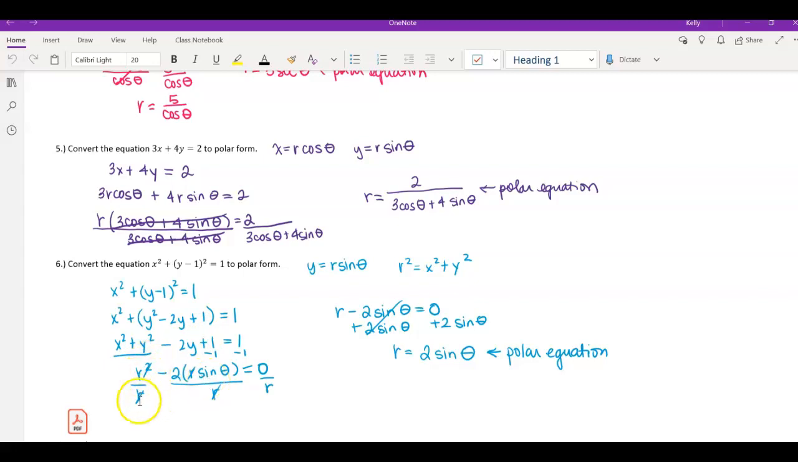Then I'm going to get rid of one r on each side by dividing all groups by r. So r squared divided by r gets just r. 2r sine theta just gives me 2 sine theta, and then 0 divided by anything is still 0. So now I have r minus 2 sine theta equals 0. Add 2 sine theta to both sides, and that gives me the equation r equals 2 sine theta.